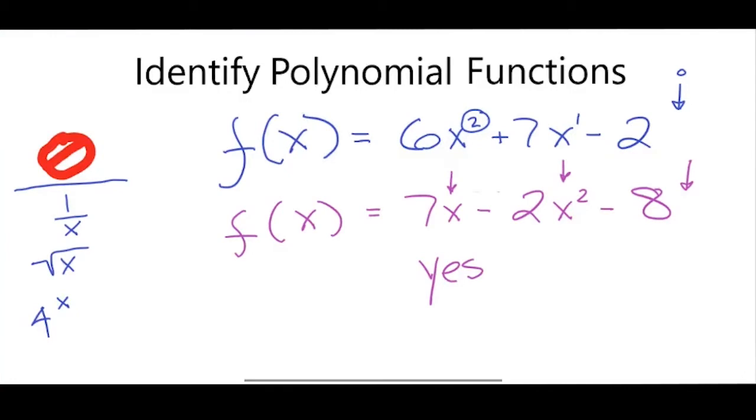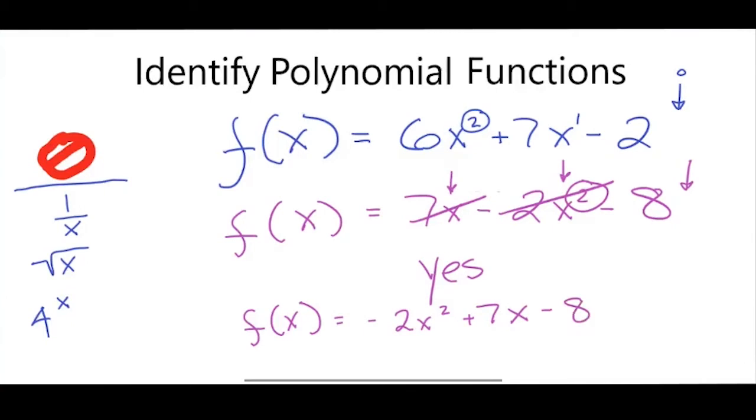Now I'm going to ask, let's write this in standard form. Can you write it in standard form? Well, I'll do f of x equals, all right, our highest exponent is the 2, so it's f of x equals negative 2x squared. I used that, plus 7x minus 8.